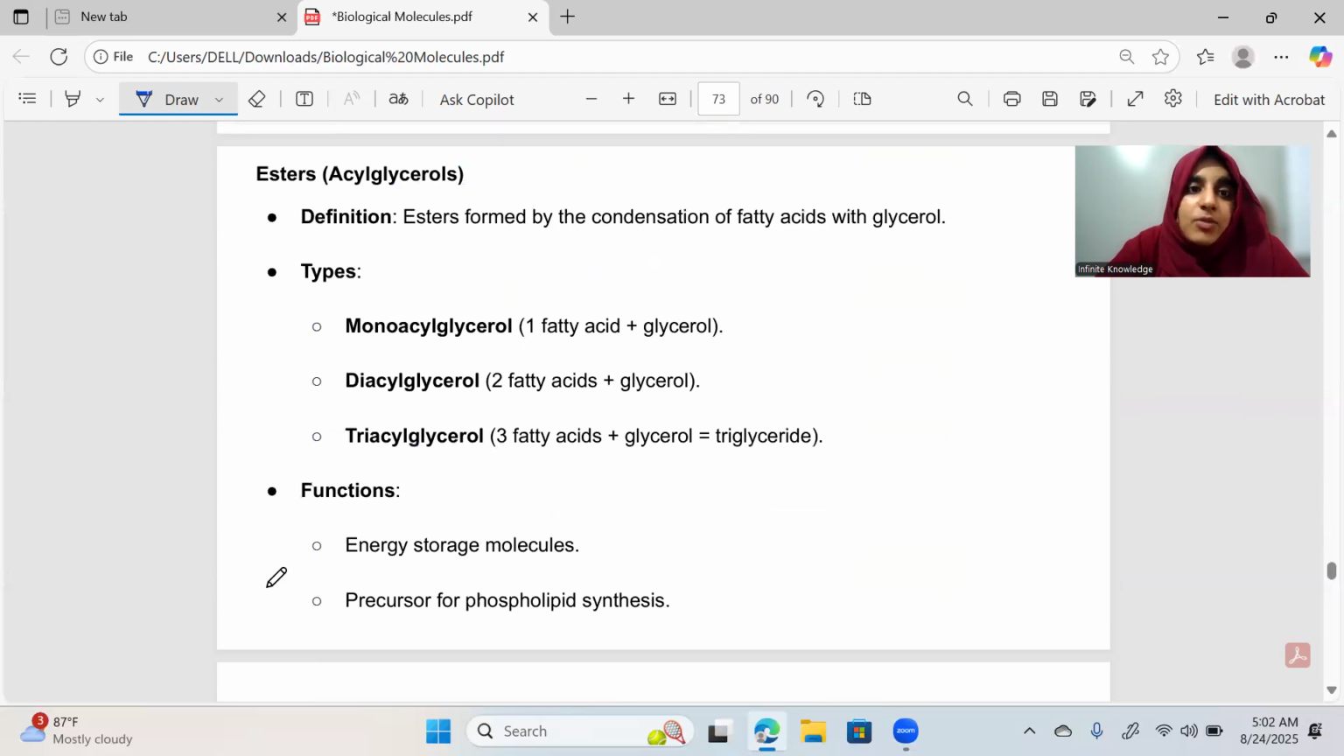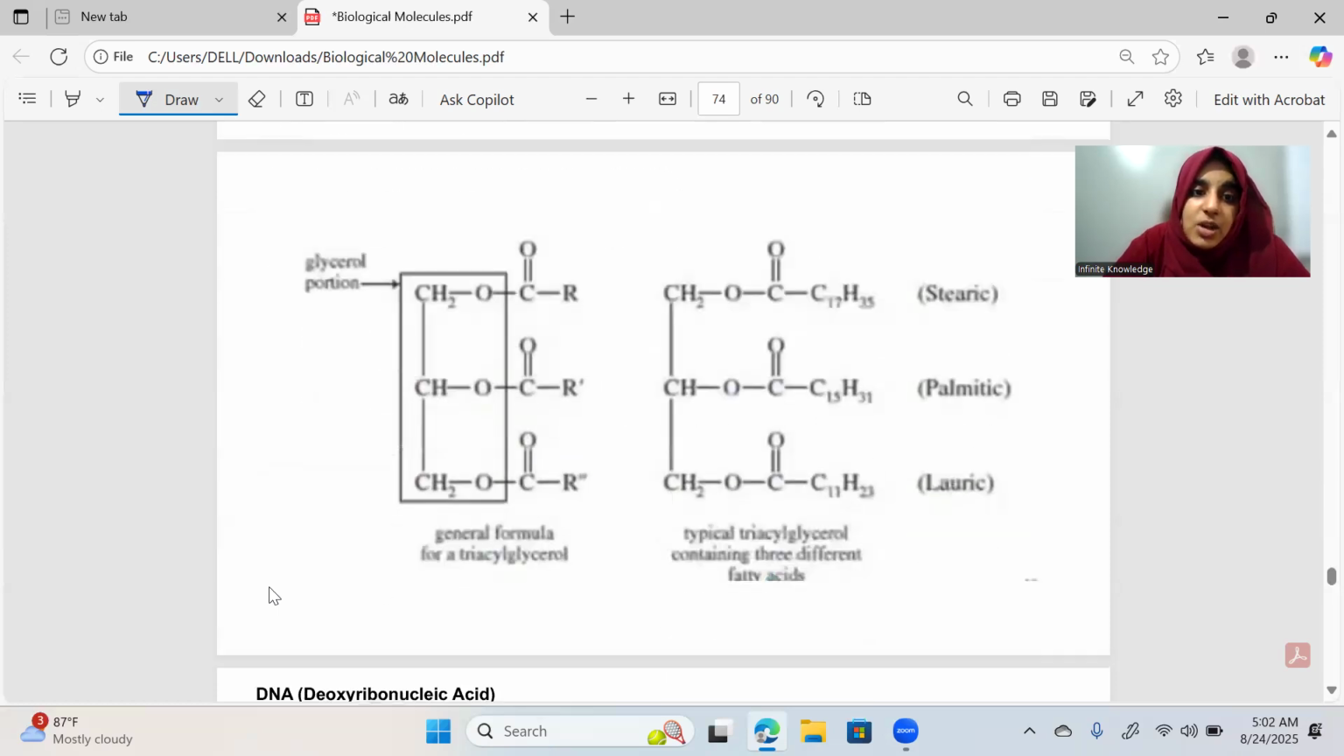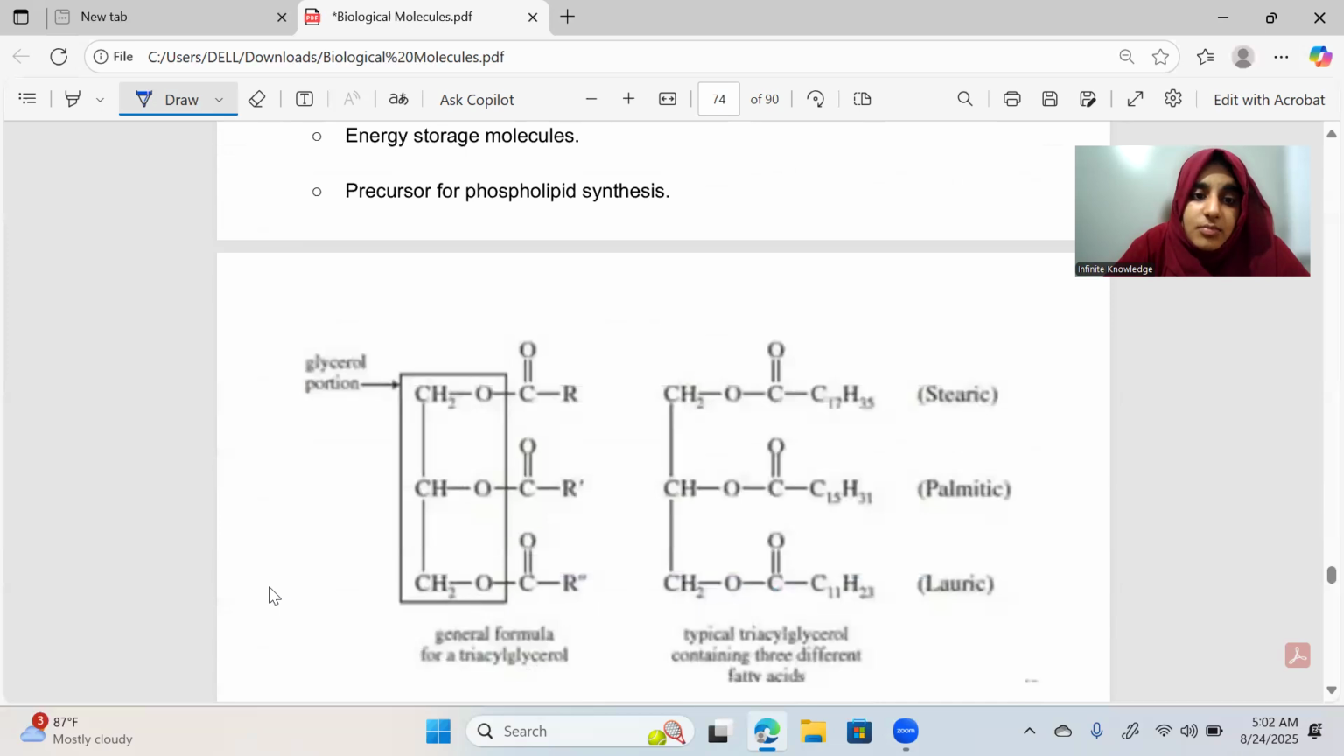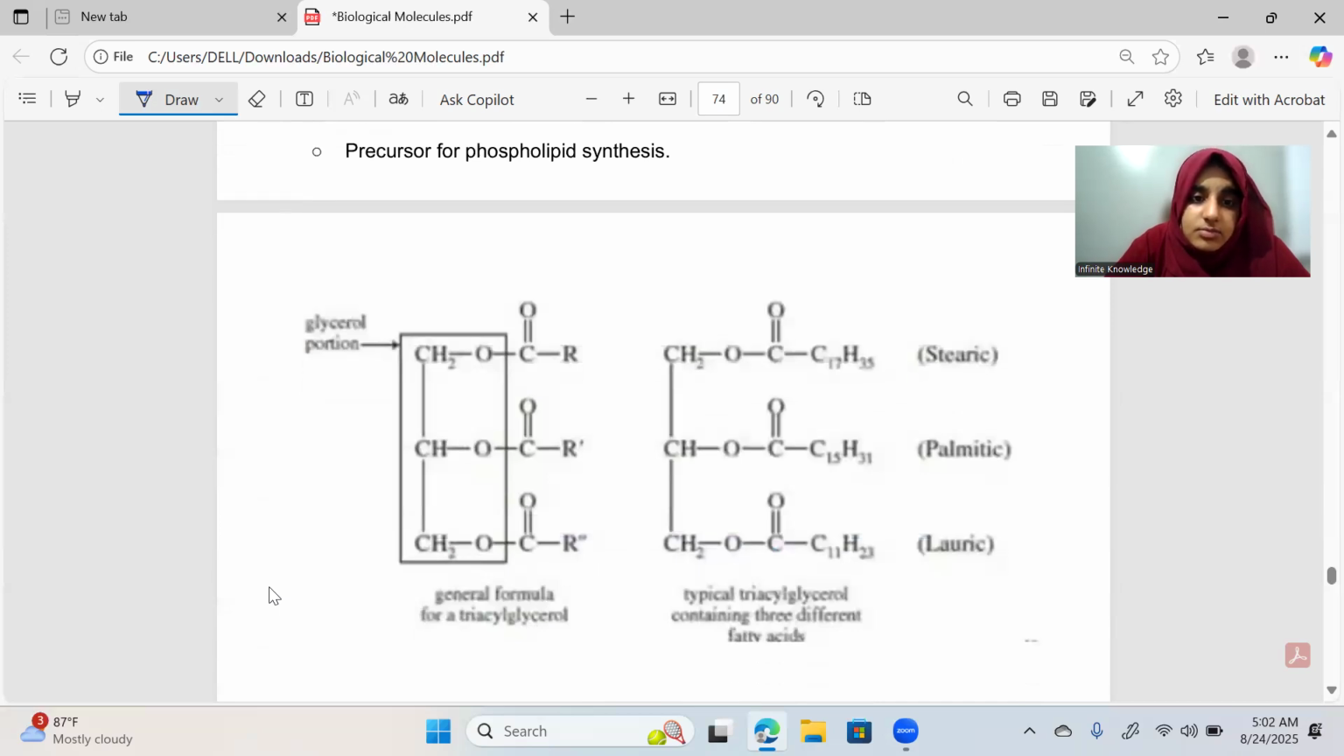Okay. Now we move on to esters. What is an ester? It is formed by the condensation of fatty acid with glycerol. As you see over here, this is glycerol and this is the fatty acid which has a R group, and this is the condensation that forms a linkage that is known as the ester linkage.